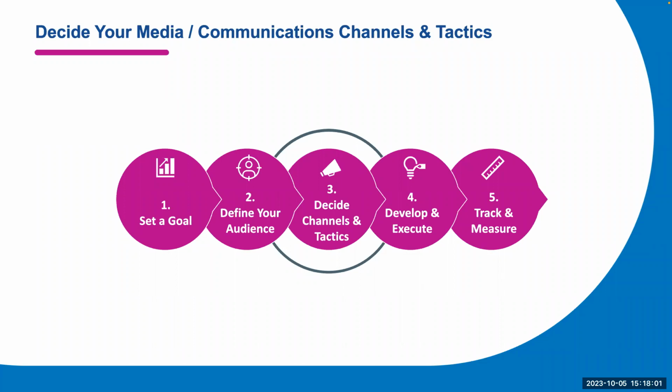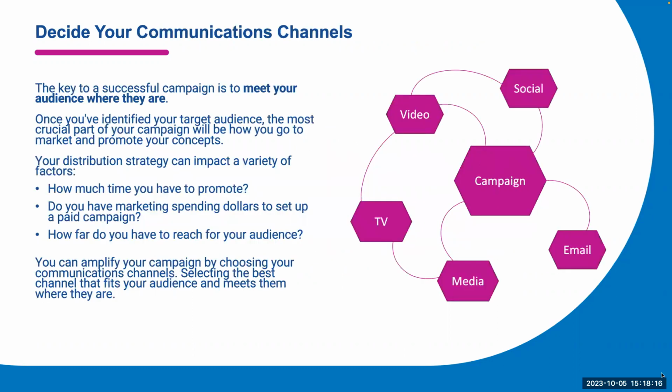So I'm just trying to give a little bit of context on the next sections of our establishing a social media campaign training. The next section is to decide the channels and tactics that you want to use for your campaign. First of all, you need to decide your communication channels. Getting to know who and where your audience is so important because it determines the type of content, or assets, that you need to create, where they should live, and the kind of communication channels that you should tap into. The key to a successful campaign is to meet your audience where they are.